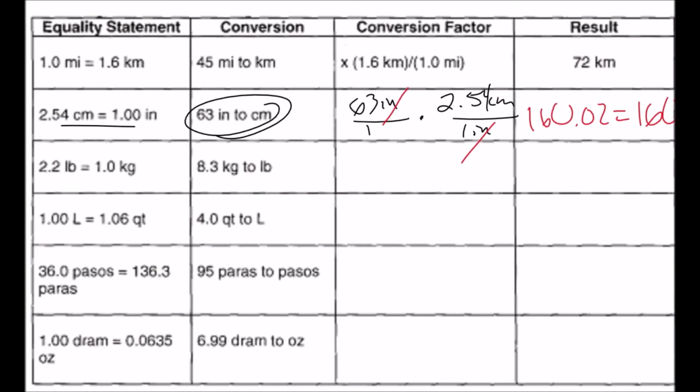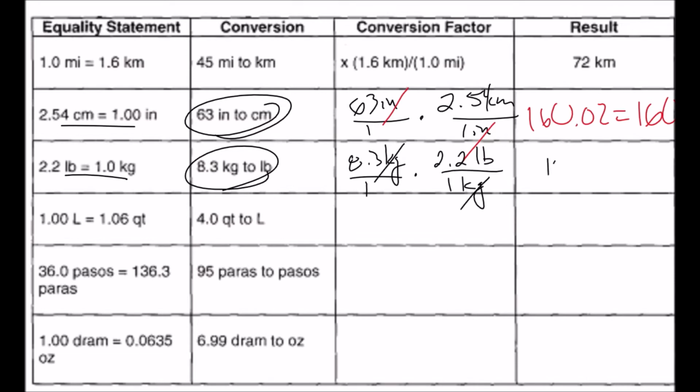The next problem asks me to convert 8.3 kilograms to pounds. Here again, I will choose my equality statement of 2.2 pounds per kilogram and put 2.2 pounds in the numerator, 1 kilogram in the denominator, such that kilograms cancel, and I'm left with an answer of 18 pounds.